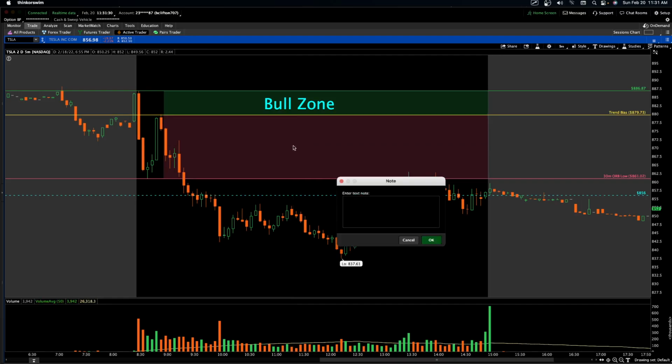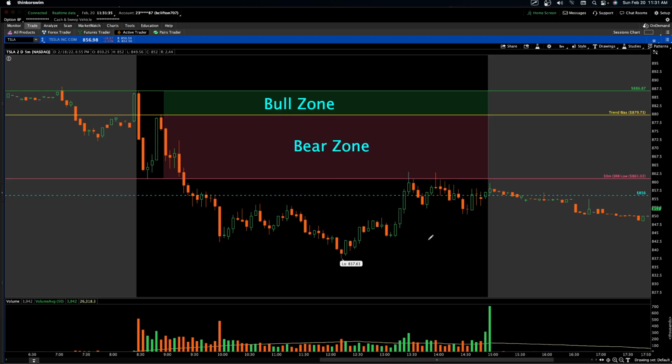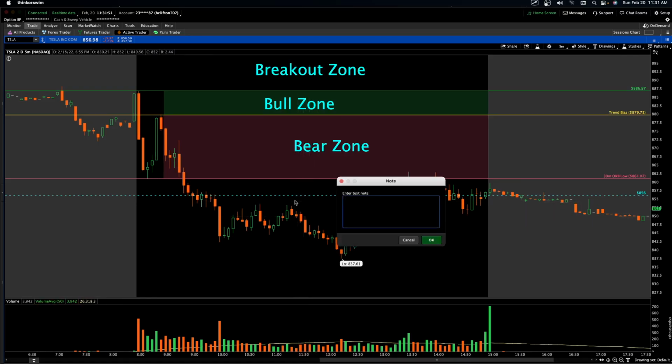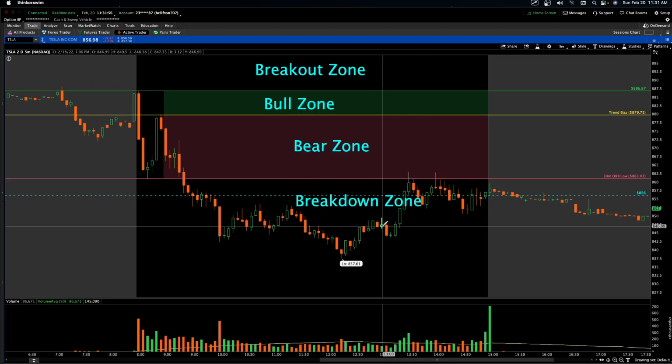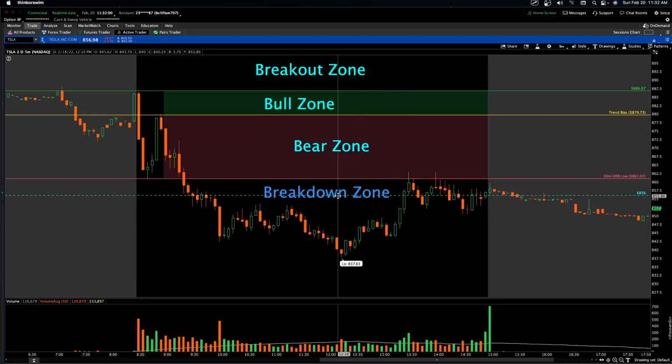And I like to refer to this as, guess what? The bear zone, right? So this is the bull zone, that's the bear zone. I refer to anything above that bull zone as the breakout zone, and anything below that bear zone, I refer to as the breakdown zone. Whatever you want to use in your head so that you recognize what that zone means to you, feel free. But that's what they mean to me.